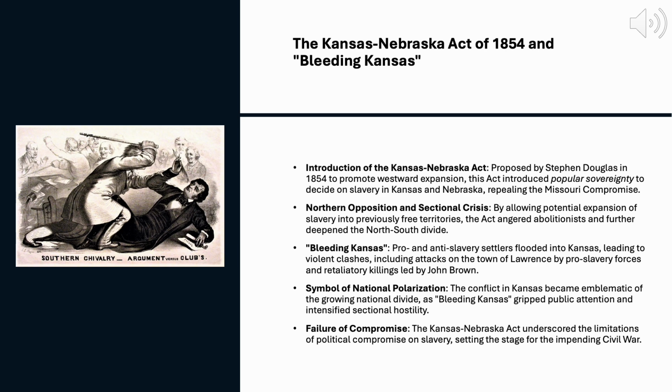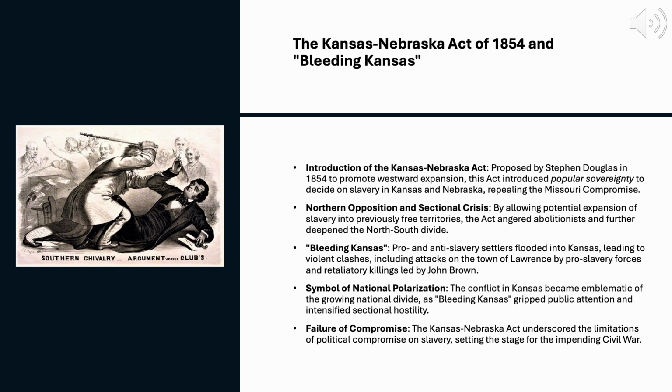However, Douglas's proposal included a controversial provision. The issue of slavery in these new territories would be determined by popular sovereignty, allowing settlers in each territory to vote on whether to permit slavery.